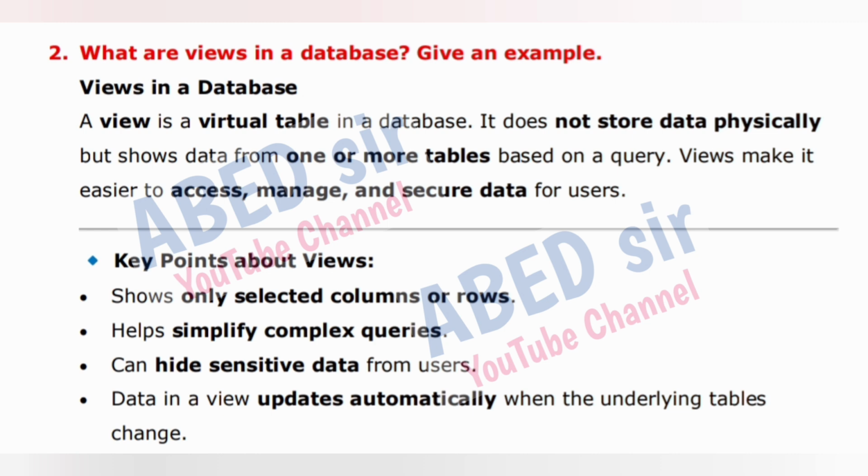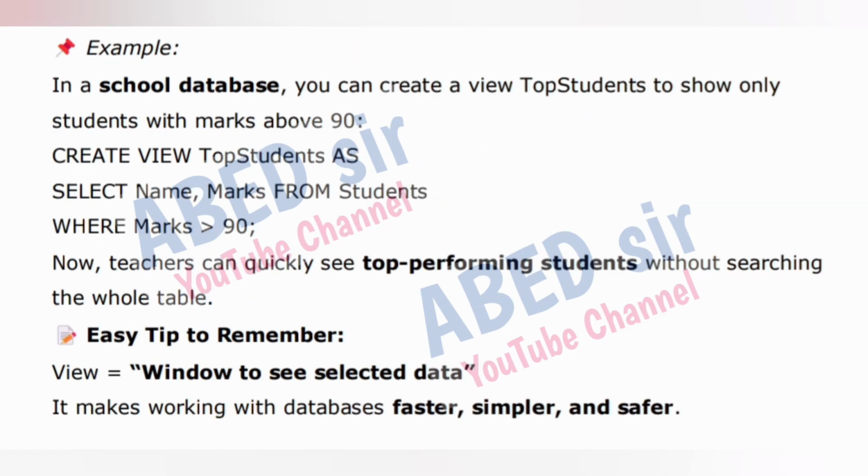Key points about views: shows only selected columns or rows. Helps simplify complex queries. Can hide sensitive data from users. Data in a view updates automatically when the underlying tables change. Example: in a school database, you can create a view top students to show only students with marks above 90. Create view top students as: select name, marks from students where marks > 90. Now, teachers can quickly see top performing students without searching the whole table.